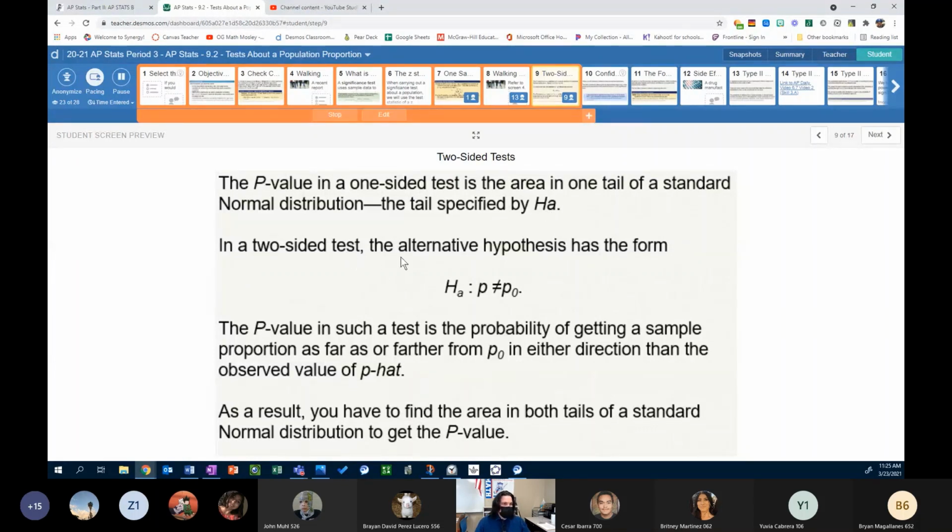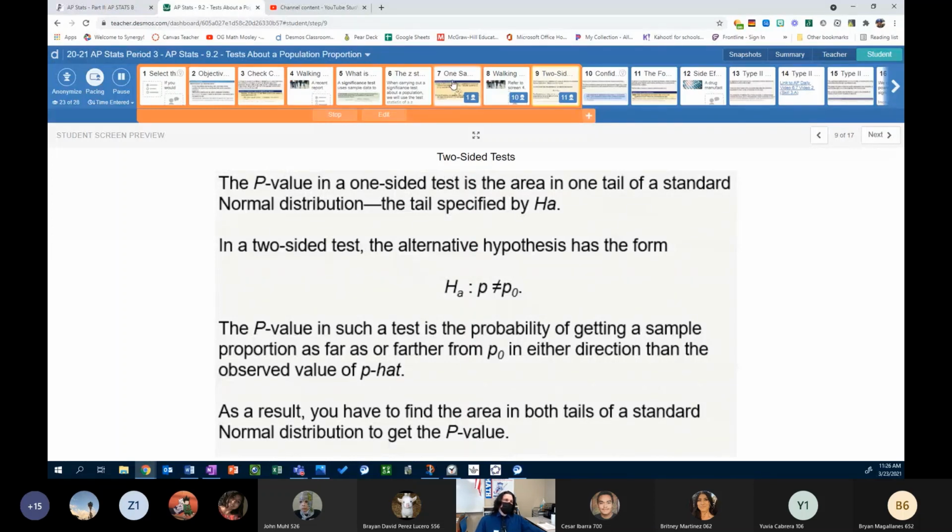In a two-sided test, the alternative hypothesis has the form H sub a such that p is not equal to p sub 0. We're just saying the true proportion is not equal to the null hypothesis proportion. The p-value in such a test is the probability of getting a sample proportion as far as or farther from p sub 0 in either direction than the observed value of p hat. As a result, you have to find the area in both tails of a standard normal distribution to get the p-value.